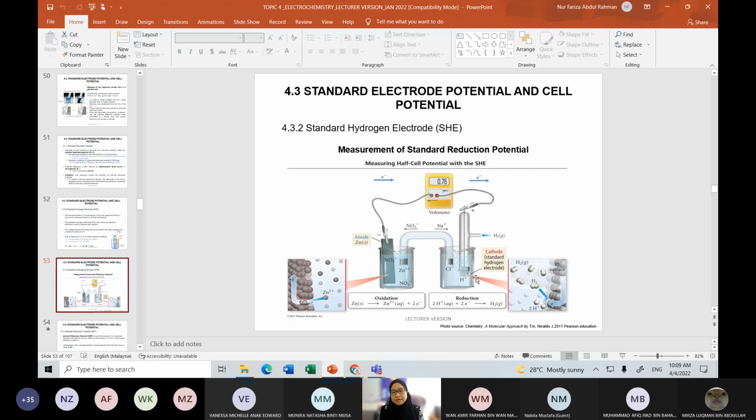This is an example of how the electrode potential is measured for zinc. We use the SHE as the reference electrode. So we know that SHE is 0. So this 0.76 can be represented as the electrode potential of zinc.